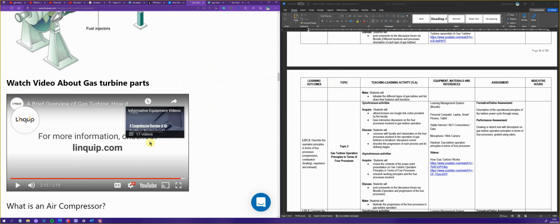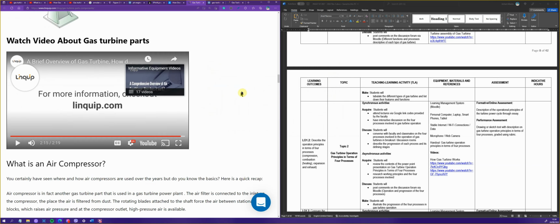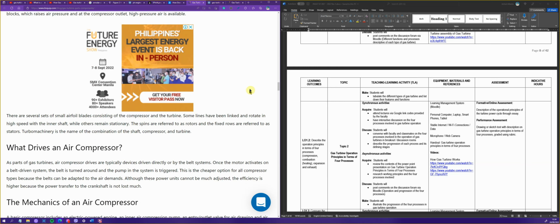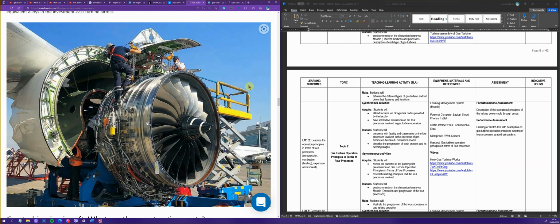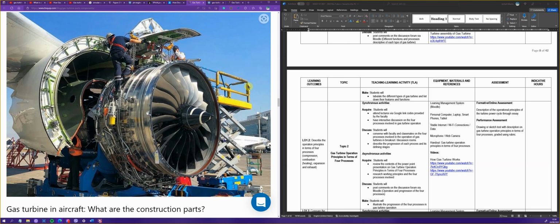And construction of a gas turbine is actually more expensive, including its maintenance and care, compared to your diesel engine.